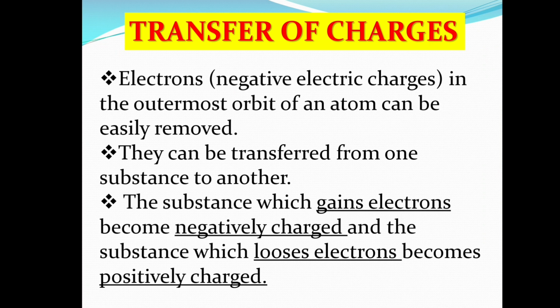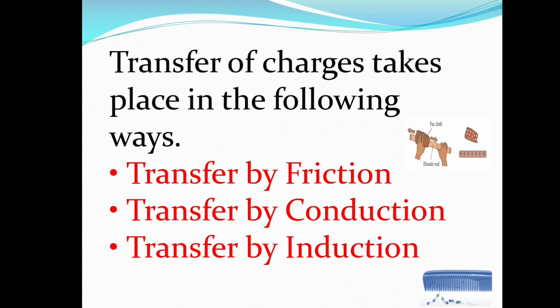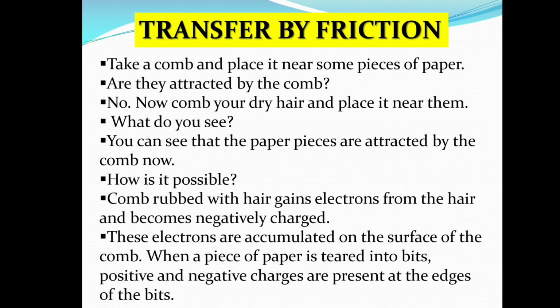How does this transfer of charges from one substance to another take place? The transfer of charges takes place in three ways. The first is transfer by friction, the second is transfer by conduction, and the third is transfer by induction. Let's discuss how the transfer of charges takes place by friction. We are doing an activity.